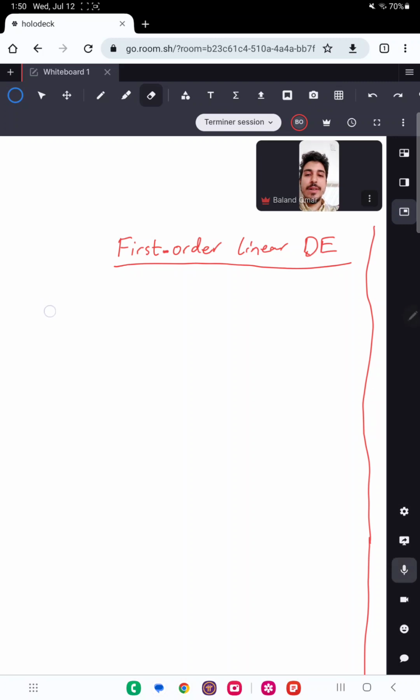So if we have here a function, we'll call it a(x), so it depends only on x. Could be x squared, x cubed, ln x, e to the power x plus ln x. Anything that depends on x times dy over dx plus b(x) times y equals c(x). So a(x), b(x), c(x) are all functions that depend only on x.